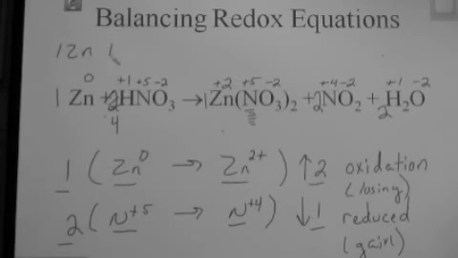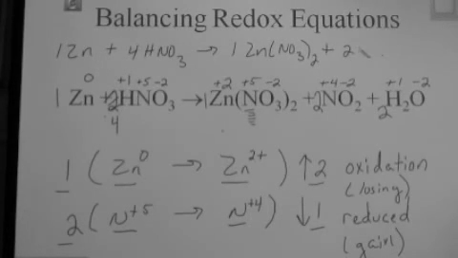So our balanced equation is 1 zinc plus 4 nitric acids is going to produce the zinc nitrate, one of those, 2 of the NO2s, and 2 waters. So what we just accomplished is we balanced this redox reaction by simply looking at oxidation numbers, essentially balancing the gain with the loss of electrons.